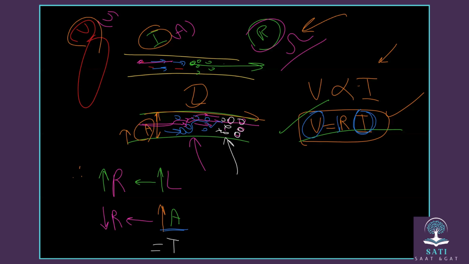So when they move more, when there is a moving electron here, it will have higher chances of collisions with the atoms. So in this case, the resistance will increase. So when temperature increases, the resistance will also increase as well.